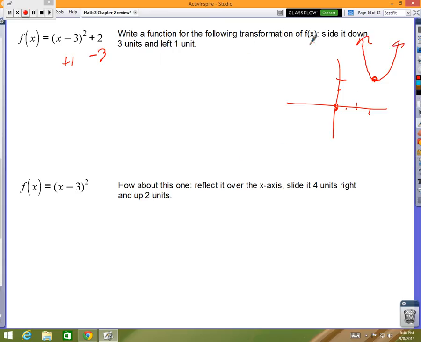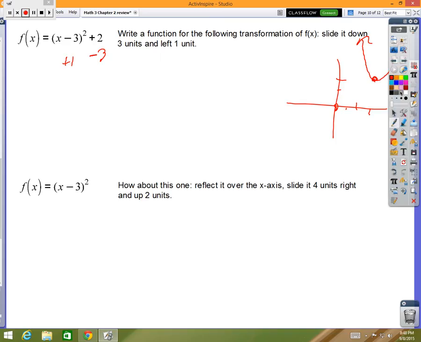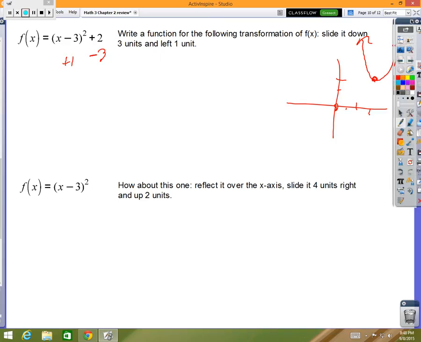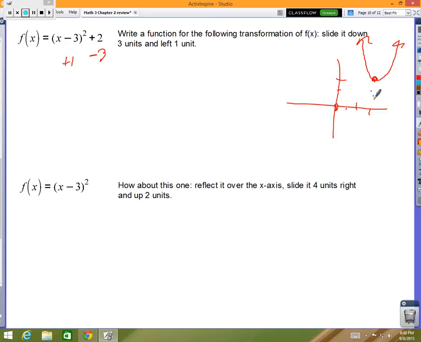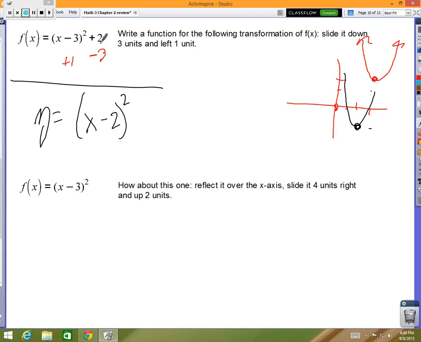Now, if I want to take this down 3, I need to take the vertex down 1, 2, 3, and then 1 unit left. It's going to be right here, so my new one's going to be right here. So you add these together, my new function is going to be 1 to the left, that's x minus 2 squared, and add these together, that's a minus 1. So if I go minus 2, that's 2 to the right, and down 1, that's where it should be.